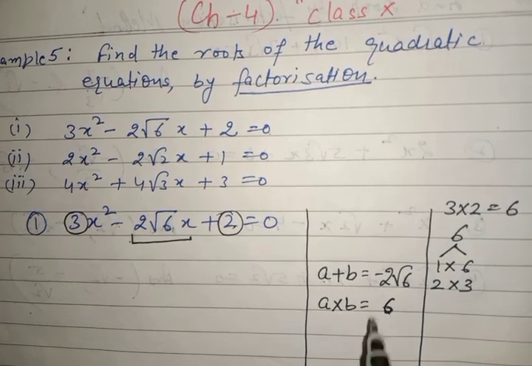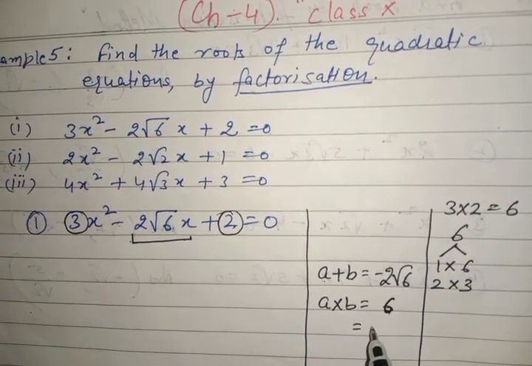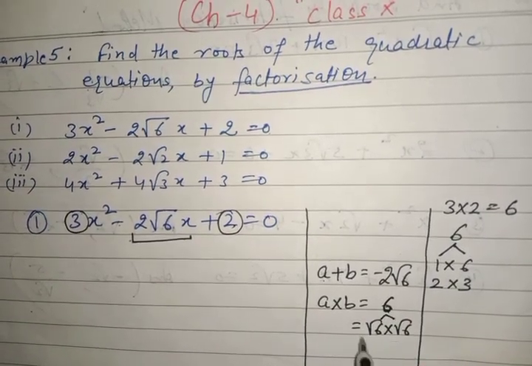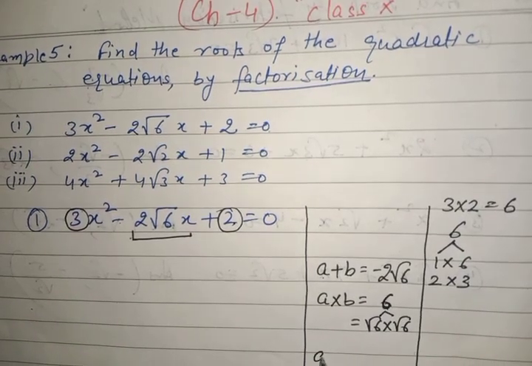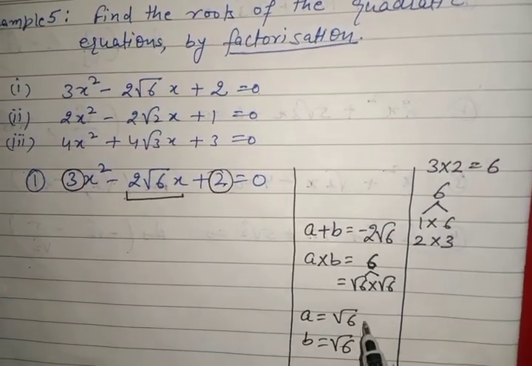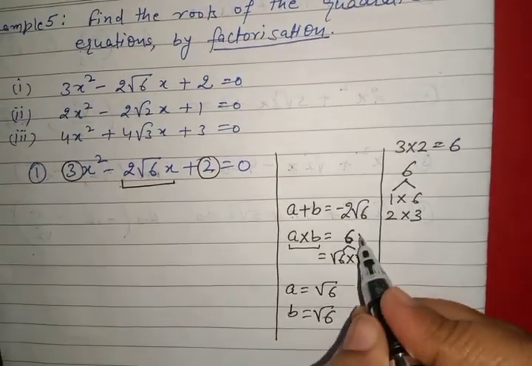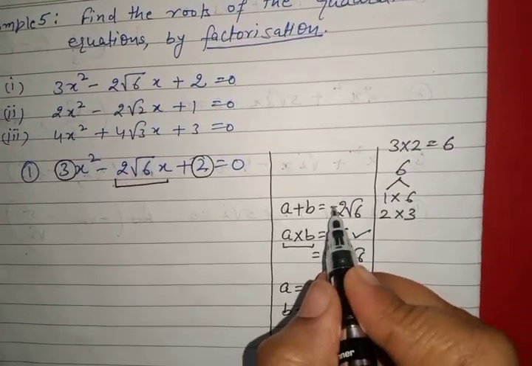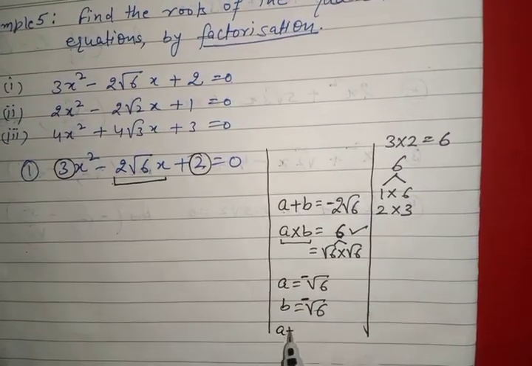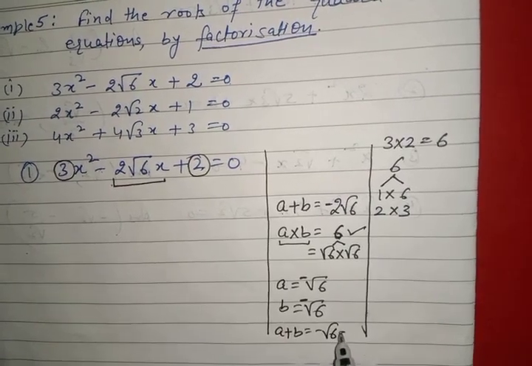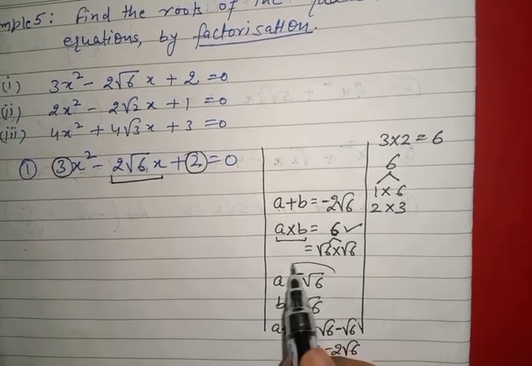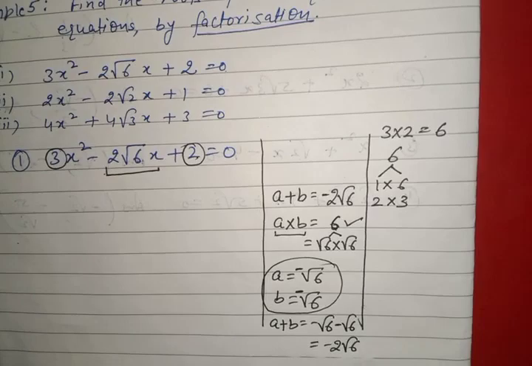So if I factorize this 6, I can write it as root 6 into root 6. So I can consider a as root 6 and b as root 6. Now we can check. If I multiply a and b, I will get 6. And because it is minus, if we write minus root 6 and minus root 6, and add them, I will get minus 2 root 6. It means this is the combination of a and b that we need.